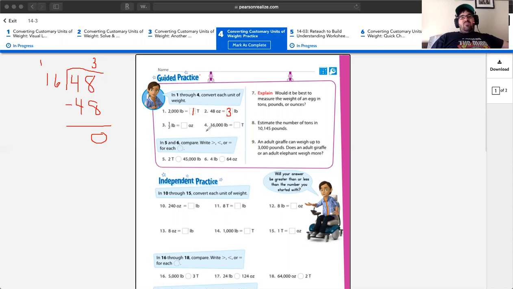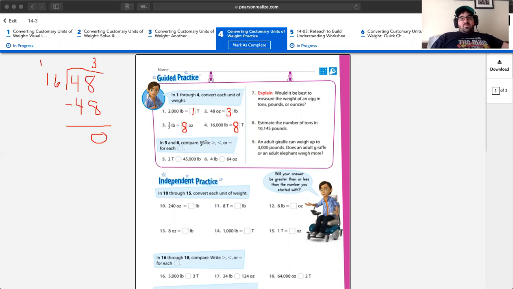Question 3, 1/2 of a pound is how many ounces? Well, if 16 ounces is 1 pound, 1/2 of 16 is 8 ounces. Question 4, 16,000 pounds is how many tons? Well, 2,000 pounds is 1 ton, so 2,000 times 8 is 16,000. So 16,000 pounds is 8 tons.